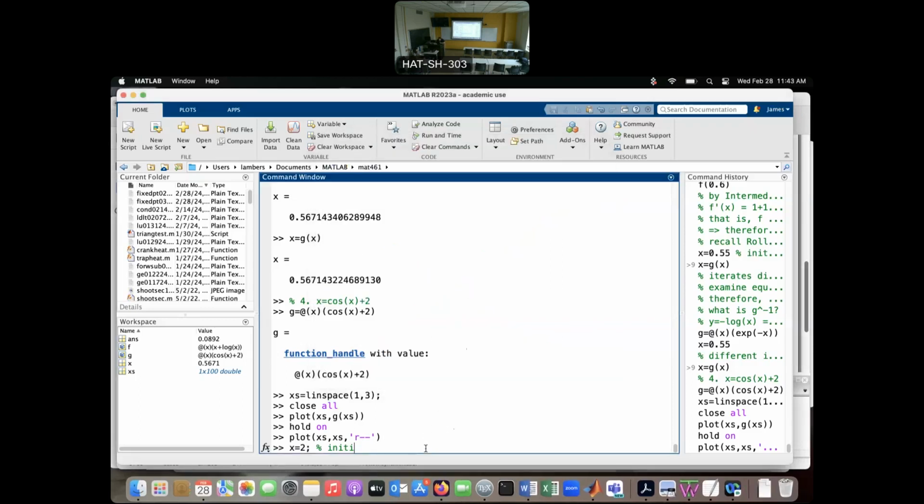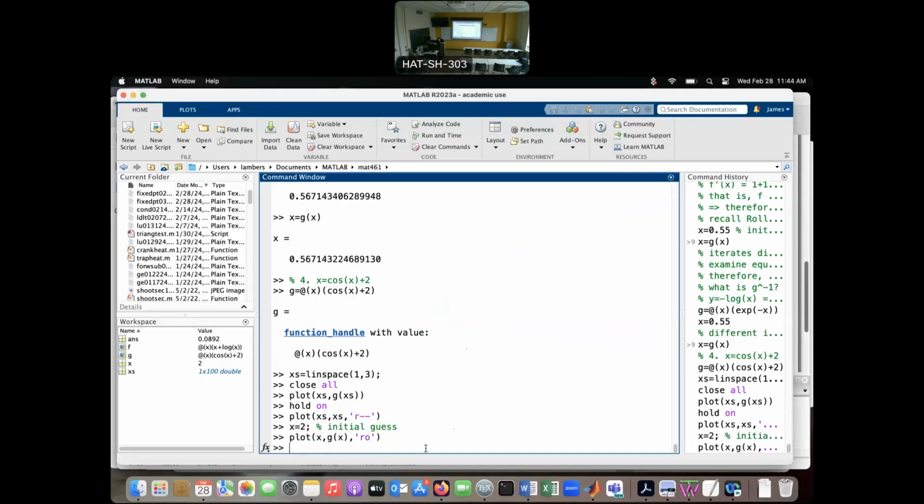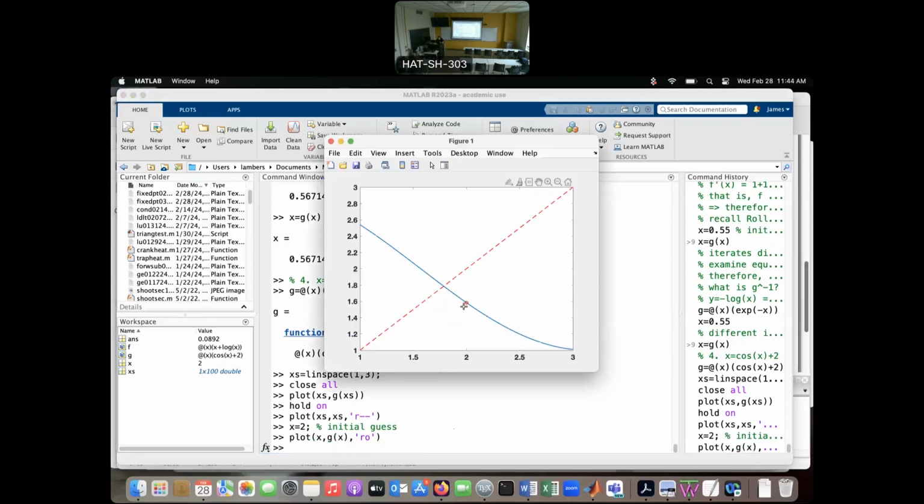So I'll start my initial guess to be the midpoint. And then I'll plot that as a circle. Okay, so that's where the initial guess puts us, not terribly far away from the intersection. So unlike before, I'm going to carry out the iteration like in the previous examples, but what I'm going to do each time is plot it on the graph, so you can see graphically how the iteration is unfolding.